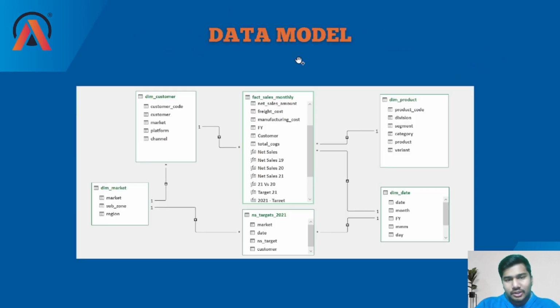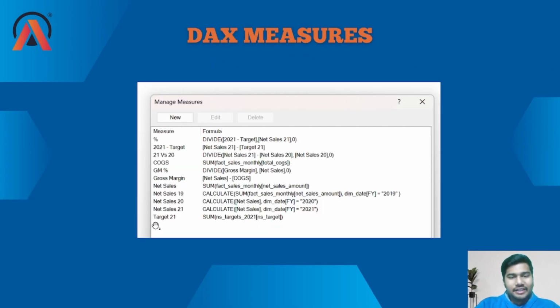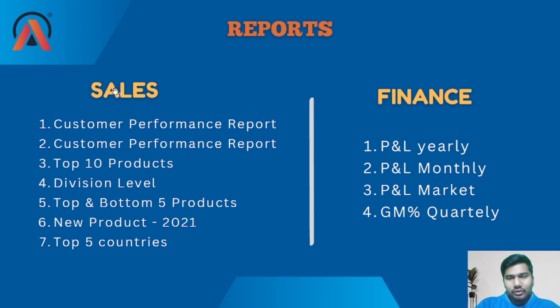Now talking about the data model, as these tables were connected to each other, and also we made new measures which we can see here, and the relationship is one to many. DAX measure, and these were the formulas which we used in making these reports. Here we can see we used calculate function, sum, divide. In sales we had 7 reports as you can see, and in the finance we have 4 reports.